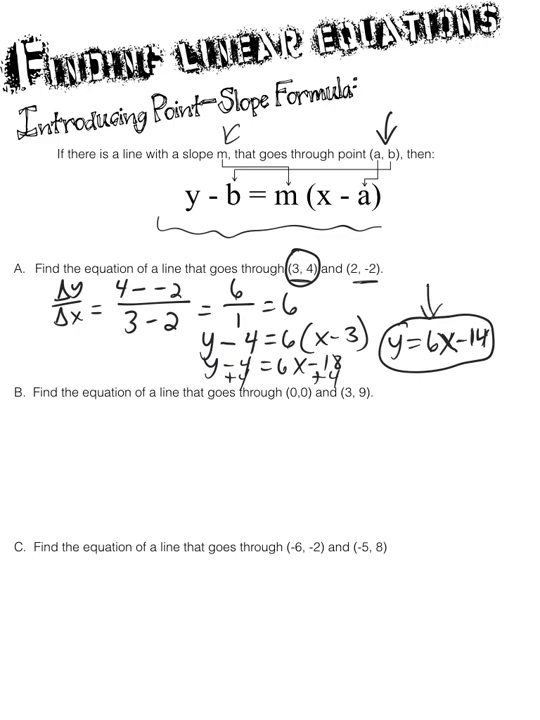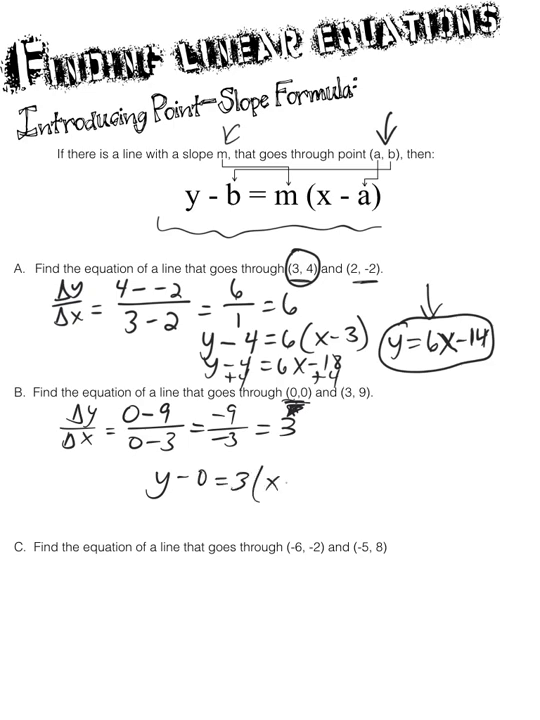The next one, you actually do have the y-intercept (0, 0). So I'm just going to find the slope, which is 0 minus 9 over 0 minus 3. Negative 9 over negative 3 is 3. So I have y minus, I'm actually going to use this point right here to plug into my formula. Y minus 0 equals 3 times x minus 0. That will give me y equals 3x.